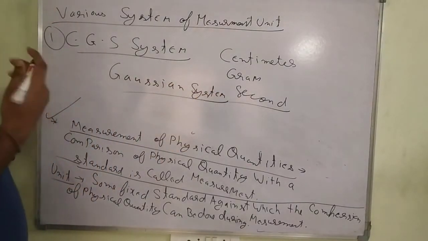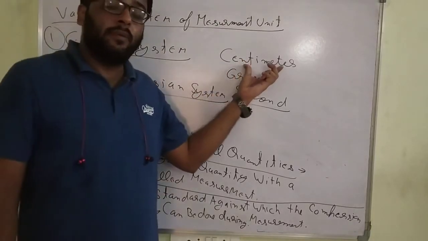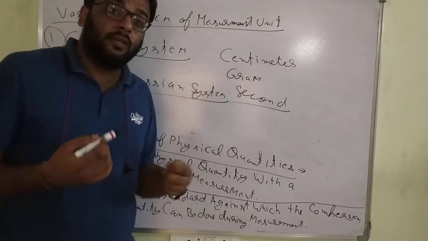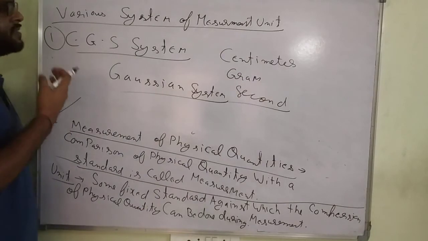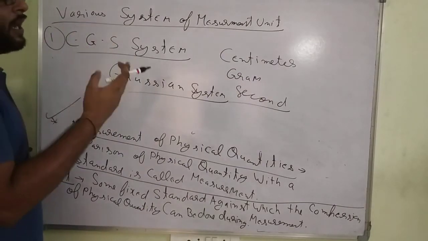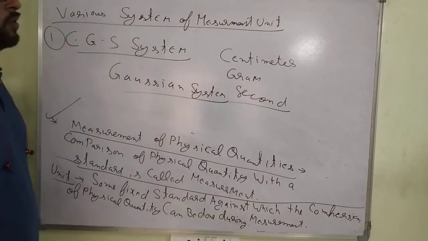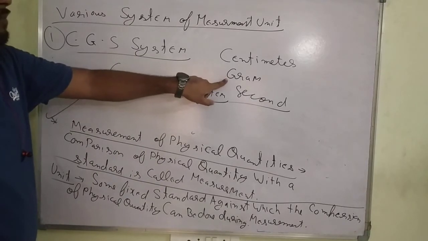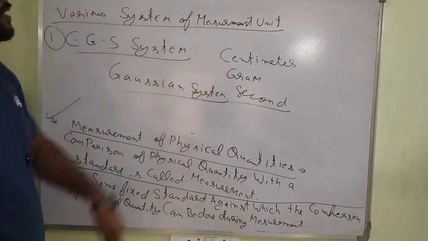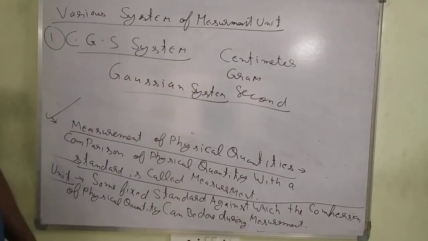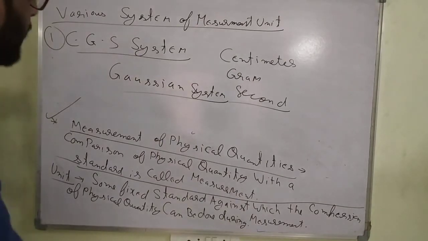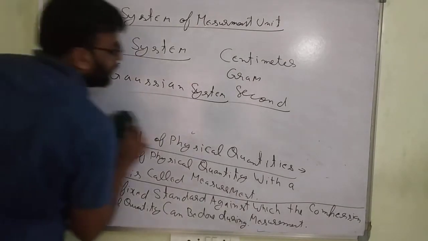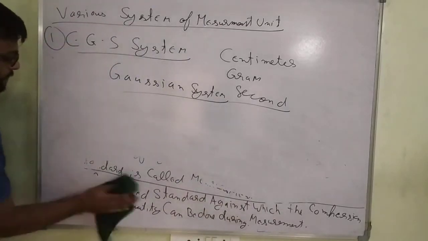In this basic fundamental system, we are considering the centimeter, gram, second. It is given by the scientist Gauss. Weight is measured in grams, time is measured in seconds, and distance is measured in centimeters. Next one is the FPS system, foot pound second.